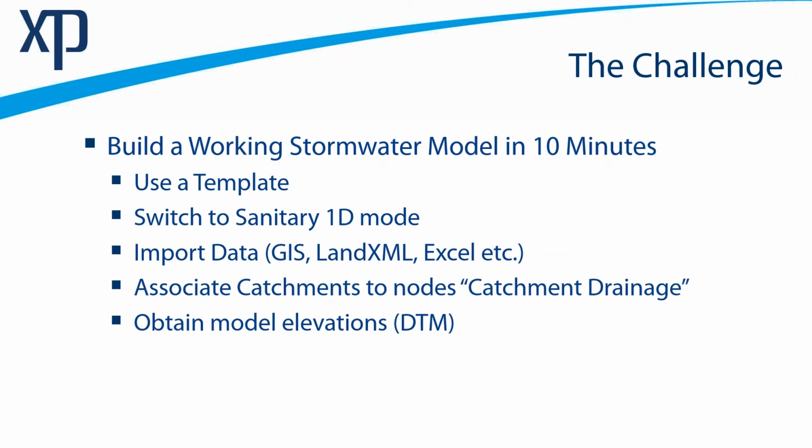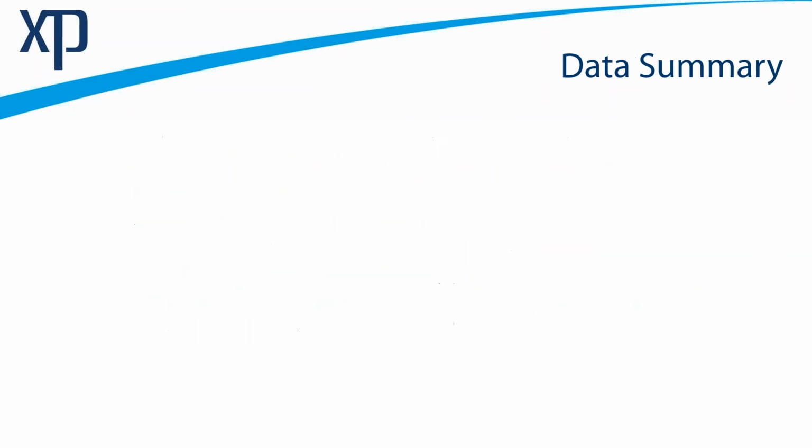And I'm going to use a tool that, although not new to 2017.1, I believe was in the last major release of 2016. It allows catchments to be associated to nodes by using a tool called catchment drainage, and it will automatically make catchments as standalone objects snap to the appropriate node that they should be draining to. I'm also going to be getting some of my elevation information from a surface model, a digital terrain model accompanied with my XPSWM.